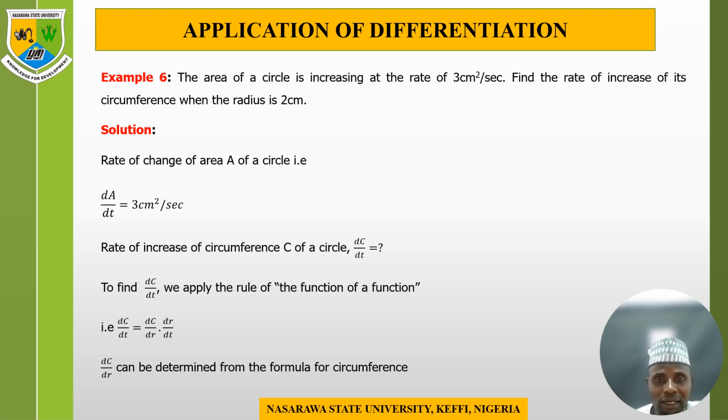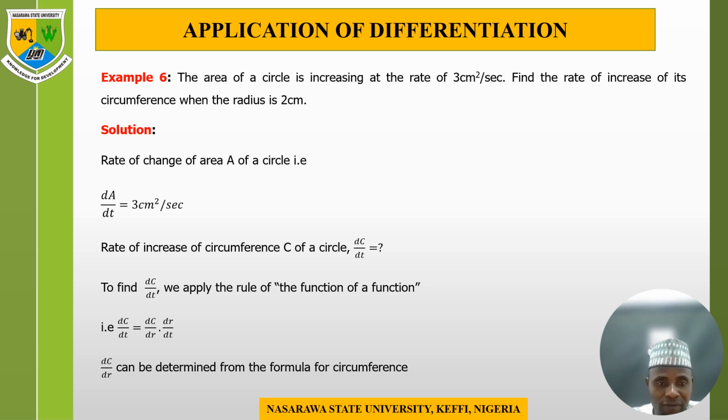So we cannot get that directly because of what? It has to do with the rate of change of the radius. So when the radius changes, definitely the circumference will also change. When the radius increases, the circumference also increases. So at this point, to find the increase of the circumference, we will apply the rule of function of a function, that is the chain rule of differentiation, as you earlier learned.